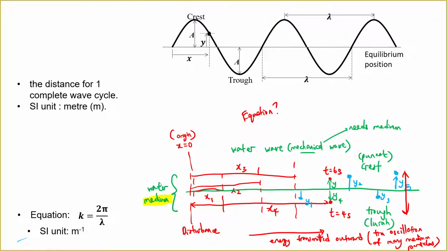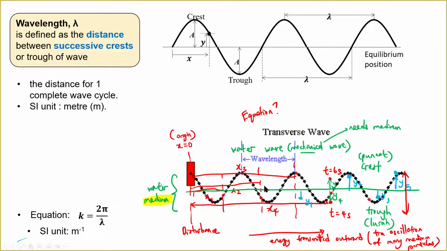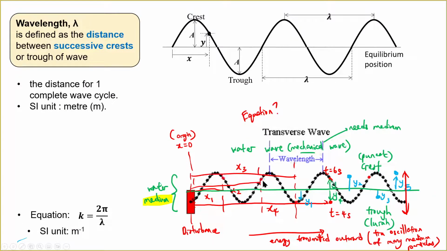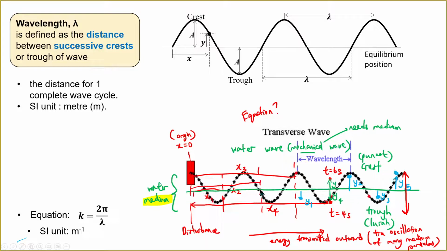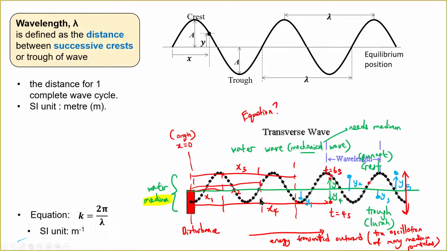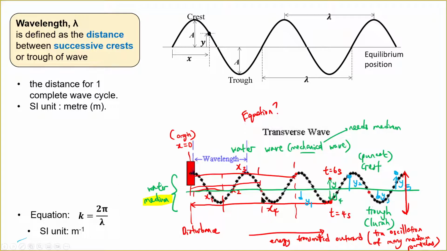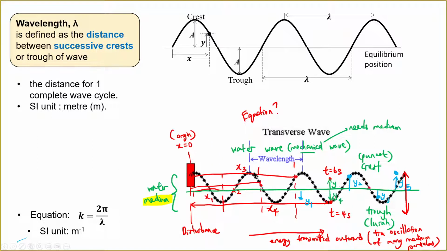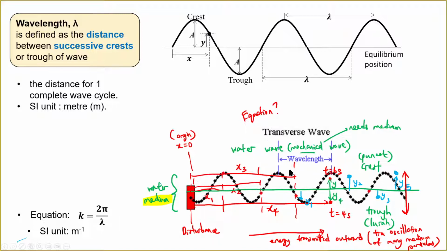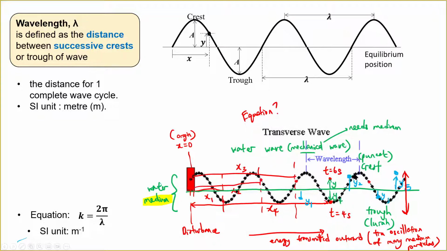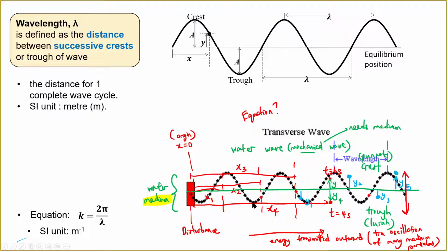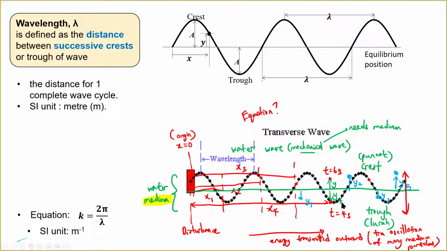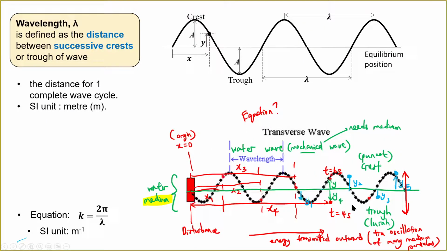Okay, so it's the same as this. I see that this particle, the red particle, just remains at the same position. It doesn't go to the right. Okay, and then the wavelength means from crest to another crest. It's called a wavelength. Even trough to another trough is also a wavelength.